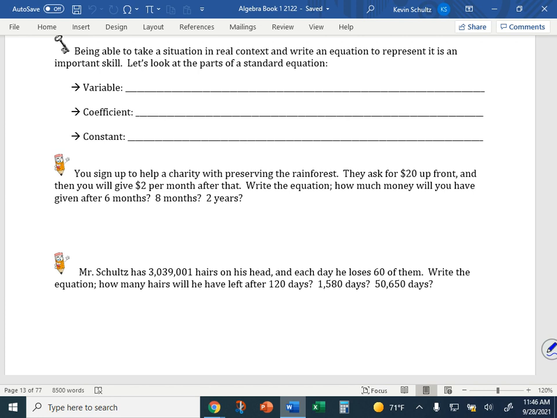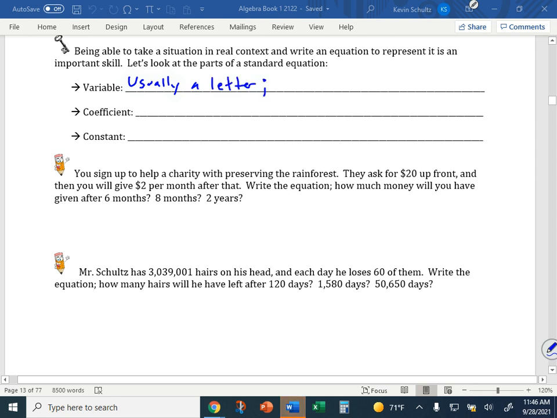Okay. So who can tell me, and you can pick any of these three here, what is a variable, what is a coefficient, what is a constant? Anybody have any idea about any of those three? We've already talked about variables here, so that one, Annika. A variable is a symbol, usually a letter, that represents an unknown value. Okay. It is usually a letter. It is an unknown.